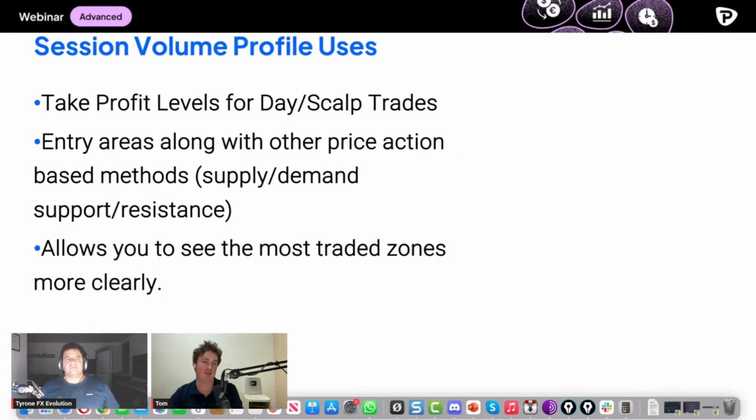We can use them for entry areas as well. So when we see that kind of liquidity gap filling, then we can say, well, maybe there's going to be a reaction here. Again, if there is a reaction, with your day trading or scalping technique, it can be very, very good. And of course, it allows us to see most traded zones more clearly. So we can, again, just see where the structure of the market is setting up.